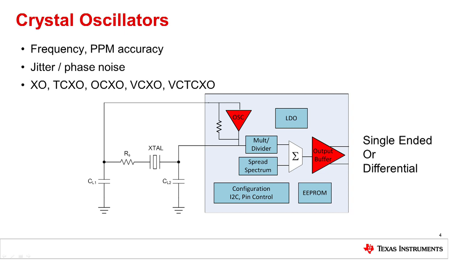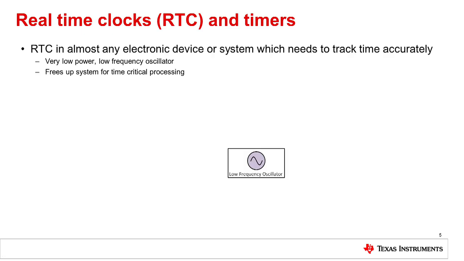Voltage-controlled oscillator is similar in some ways to a VCXO, but usually a VCO is much higher frequency and much wider tuning range. Both the reference oscillator and VCO are components of phase lock loops and each contribute to the overall PLL noise. Real-time clocks, or RTC, are everywhere in almost any electronic system.